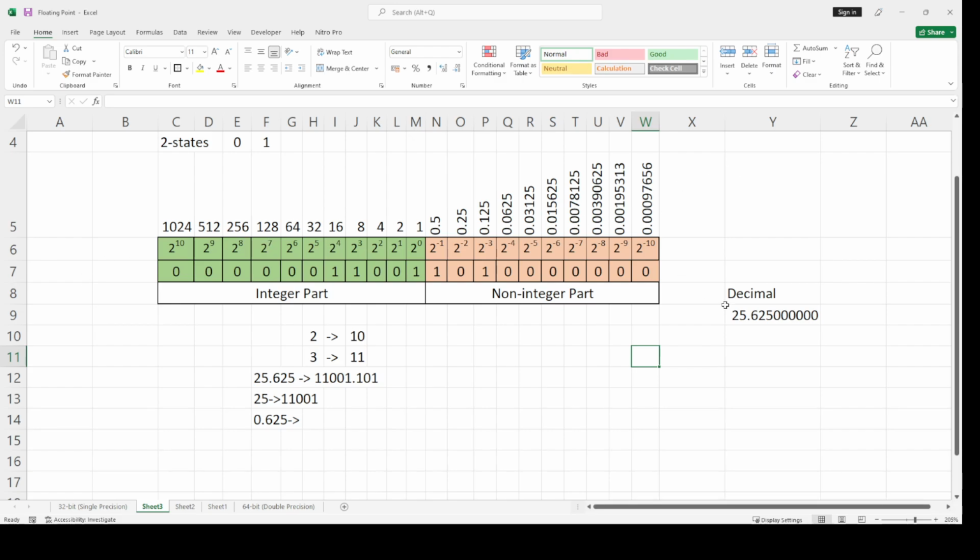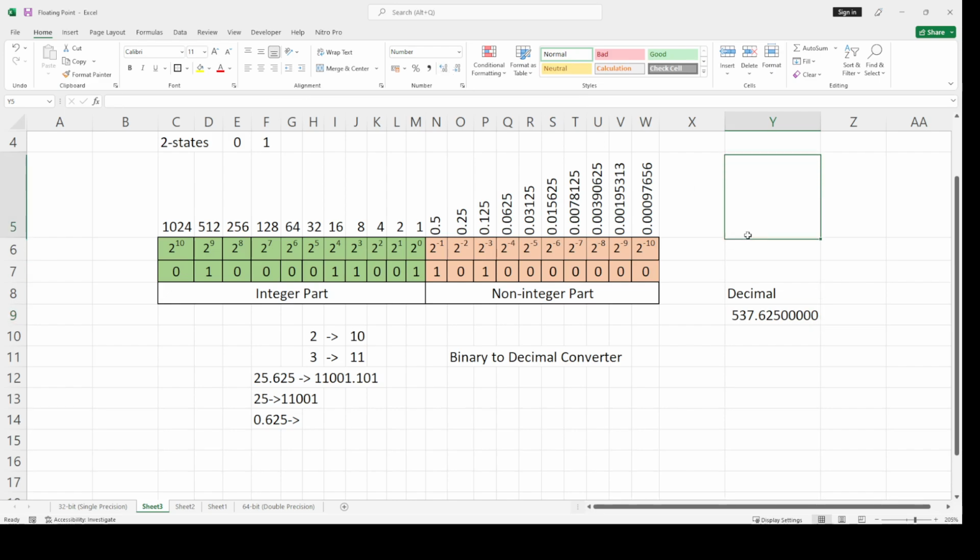As you can see, I have created a simple Excel here where when I flick the switch, it will convert into decimal. So this is a binary to decimal converter. So what if I flick the switch here in 512? What will happen to this decimal? We will only add 512 to 25.625.